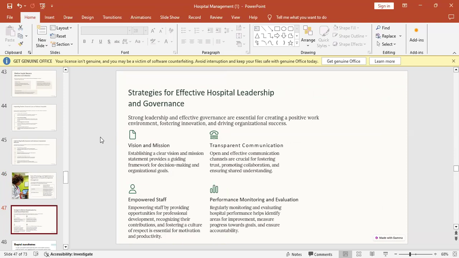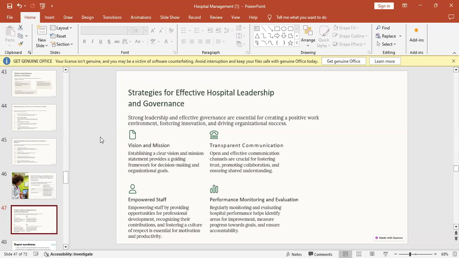Vision and mission. Establishing a clear vision and mission statement provides a guiding framework for decision making and organizational goals. Transparent communication. Open and effective communication channels are crucial for fostering trust, promoting collaboration, and ensuring shared understanding. Empowered staff. Empowering staff by providing opportunities for professional development, recognizing their contribution, and fostering a culture of respect is essential for enhancing productivity.